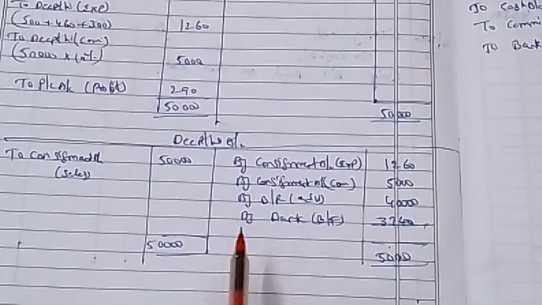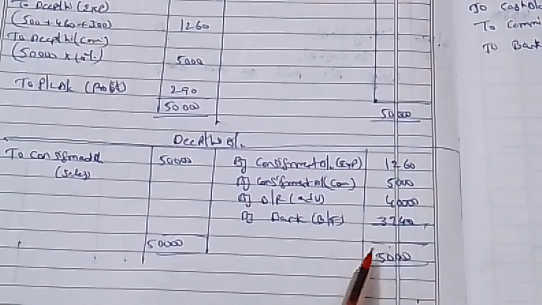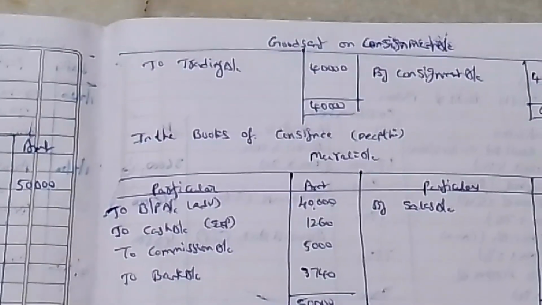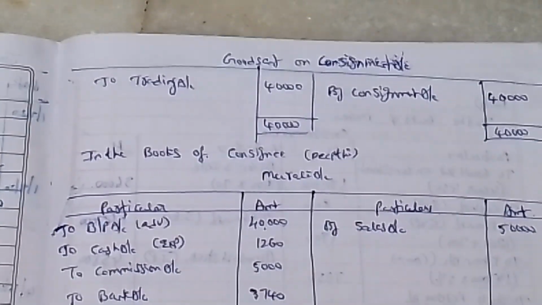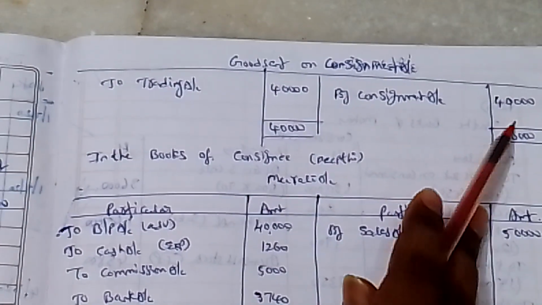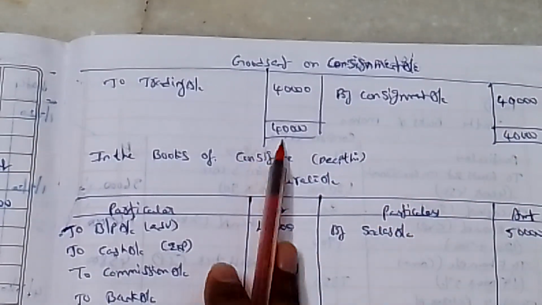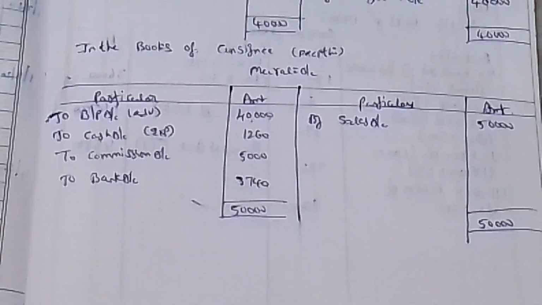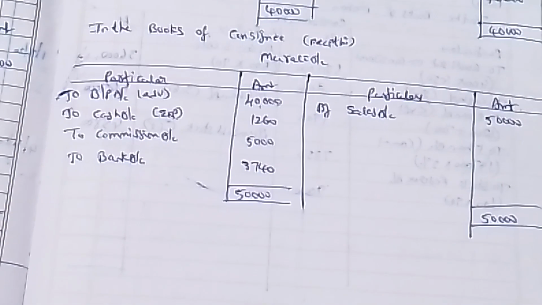So let us see this goods sent on consignment account. By consignment account 40,000, the same amount will be transferred to the trading account. Okay, next, in the books of Deepthi, that is, the Murali account, the consignor account.